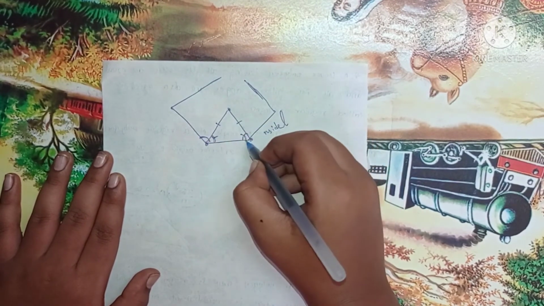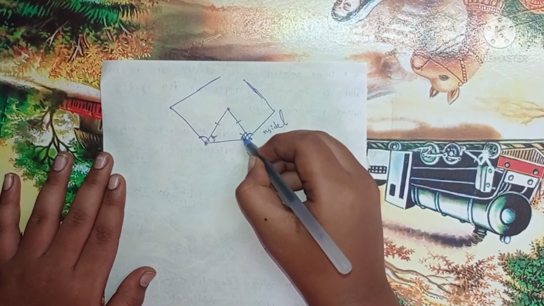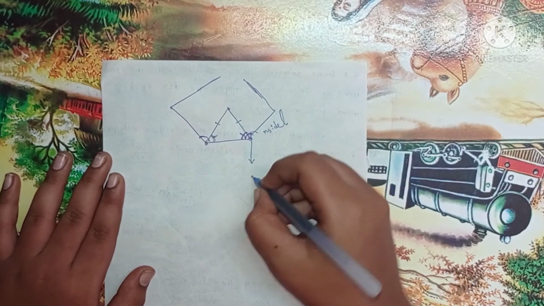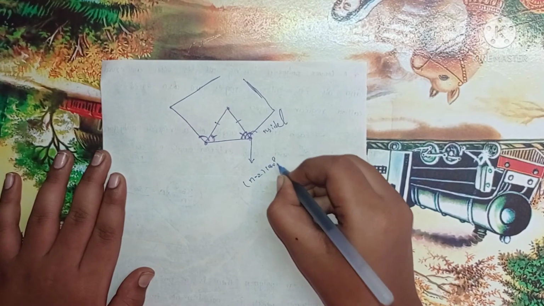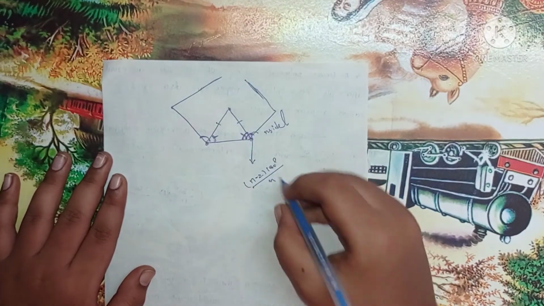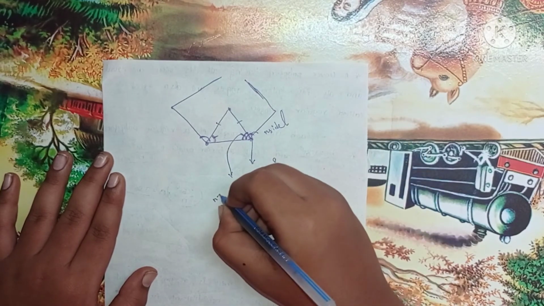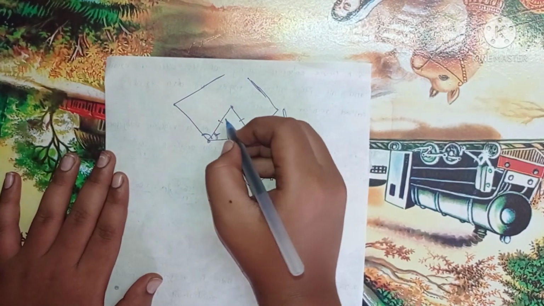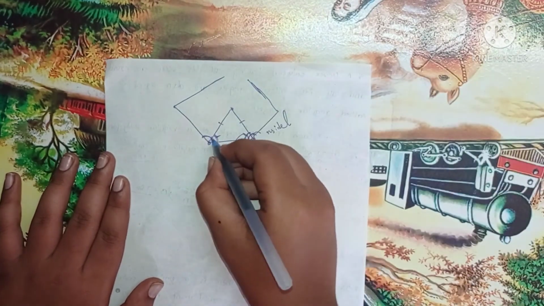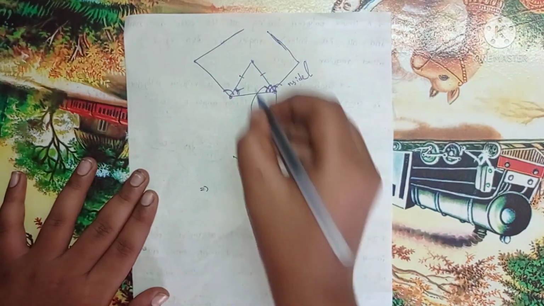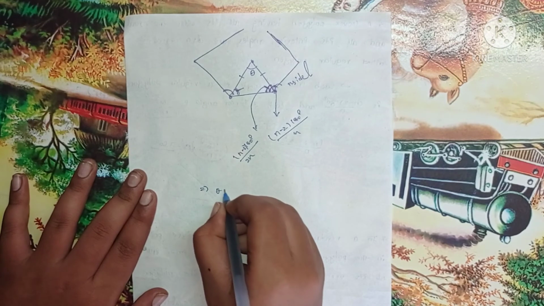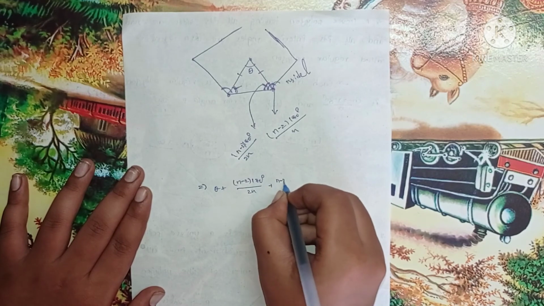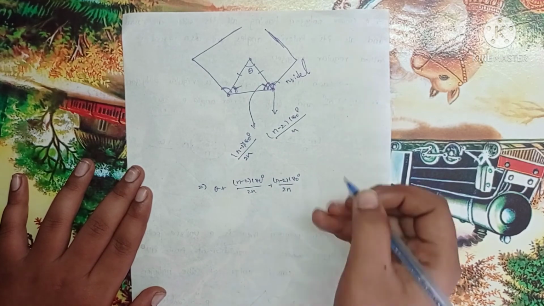So the total angle here is half of the total angle. We know that the total interior angle in a regular polygon is (n minus 2) into 180 degrees by n. So it is half of that. The angle here becomes (n minus 2) into 180 degrees by 2n. In a triangle the sum of all interior angles is 180 degrees. So the total, let us make it theta plus (n minus 2) into 180 degrees by 2n plus (n minus 2) into 180 degrees by 2n.